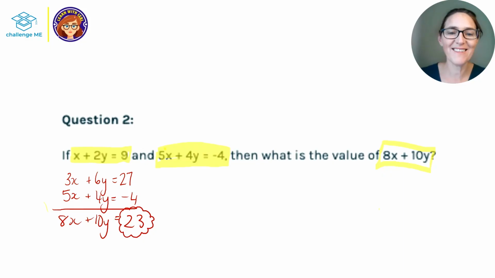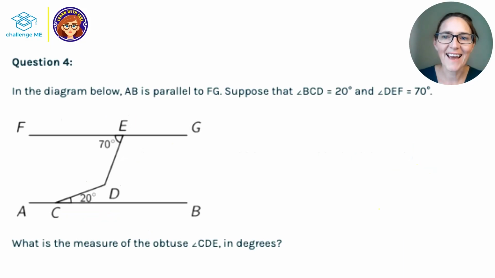Happy days, 23. Okay, on this question, in the diagram below, AB is parallel to FG. So we know that BCD is 20 degrees and DEF is 70 degrees, and they're labelled for us. We need to work out the obtuse angle CDE in degrees.